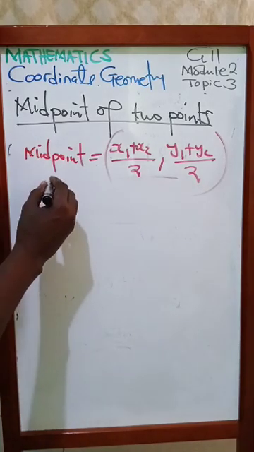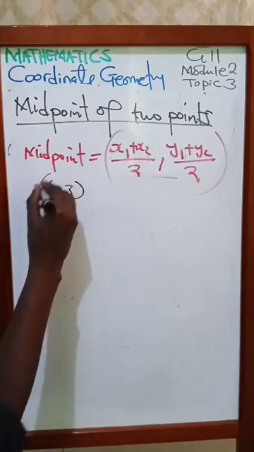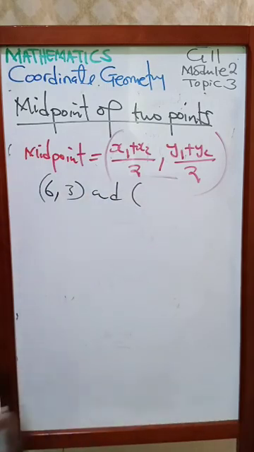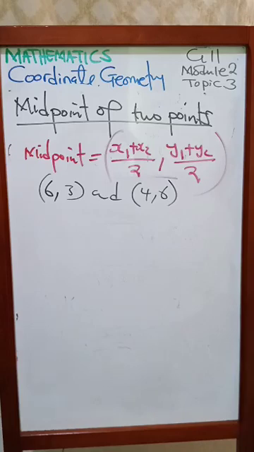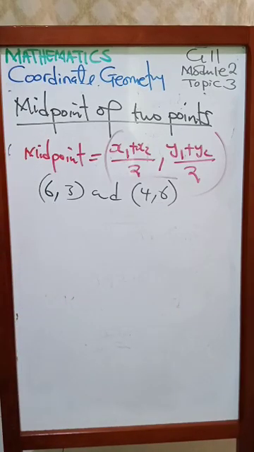Suppose you have the coordinate (6,3), and you also have another coordinate, which is (4,6). Suppose these are your coordinates. Then the question says, can you calculate the midpoint between these 2 points? We want to know the point that is between this point and this point. In short, we want to find out which coordinate is between these 2 coordinates.